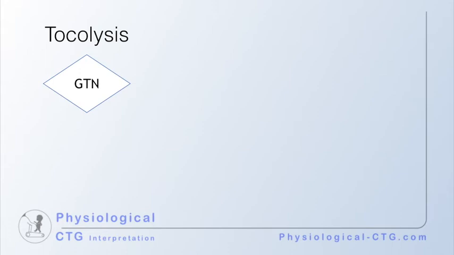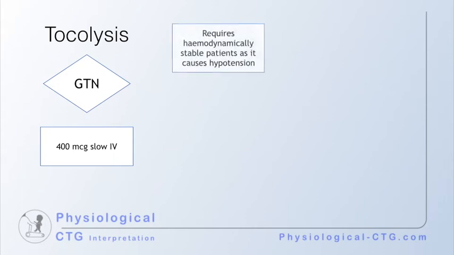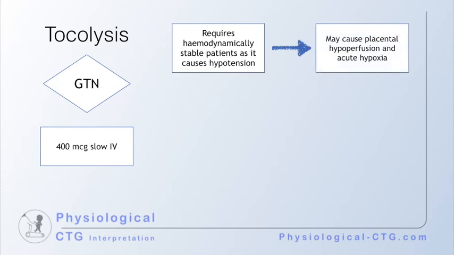We will now look at GTN, which can be given 400 micrograms as a slow IV injection. GTN requires a hemodynamically stable patient, as it can cause hypotension. This can result in placental hypoperfusion and therefore acute hypoxia, and therefore we must use this drug with caution.